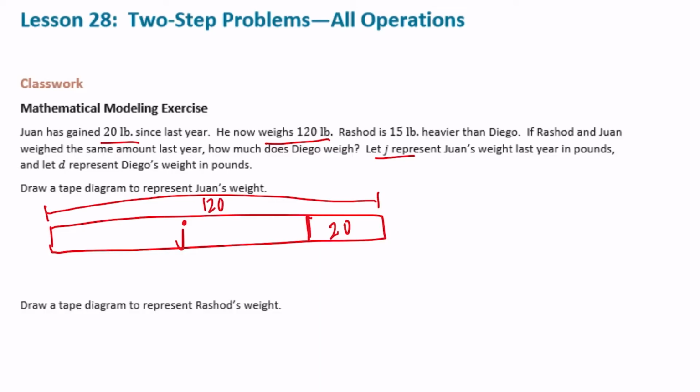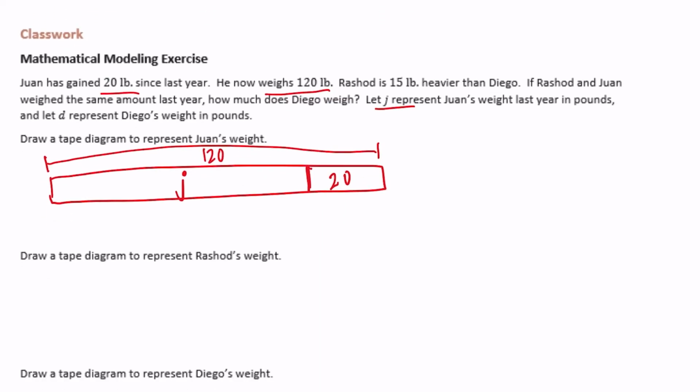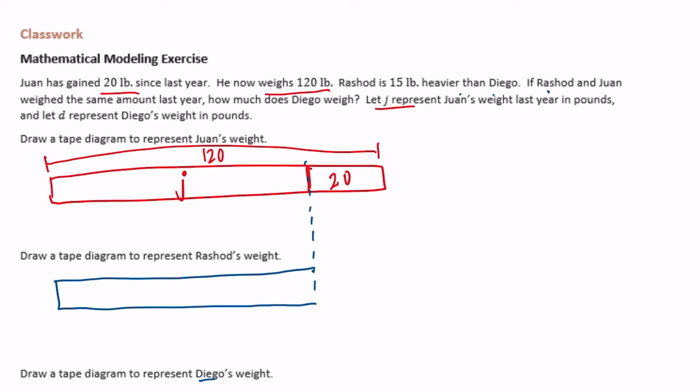Okay, draw a tape diagram to represent Rashad's weight. So what do we know about Rashad's weight? We know that Rashad is 15 pounds heavier than Diego, but we don't know much about Diego yet. If Rashad and Juan weighed the same amount last year. So Rashad and Juan weighed the same amount last year. So remember, this J is Juan's weight last year.